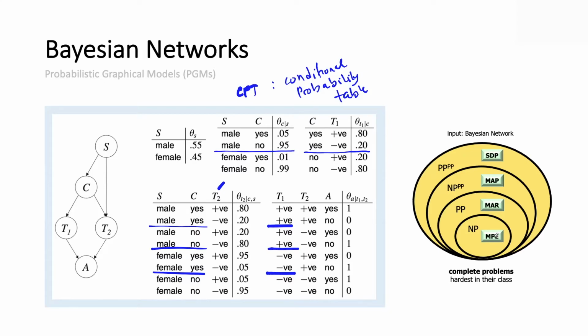The first is called MPE, the second is called MAR, and then MAP and SDP, and you'll see what these acronyms stand for. And for each one of these problems, the decision version of that problem is complete for the corresponding class, which means it's hardest in that class. And again, let's see how far we're going to get today.